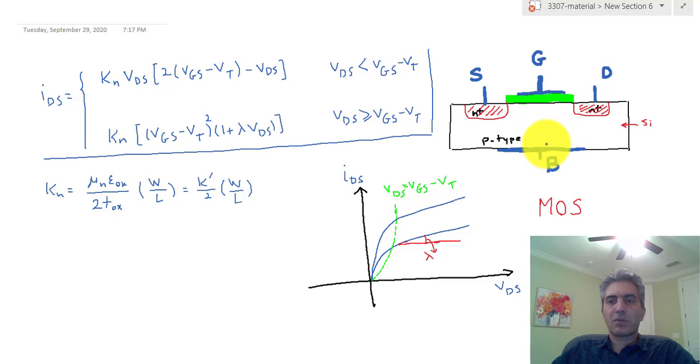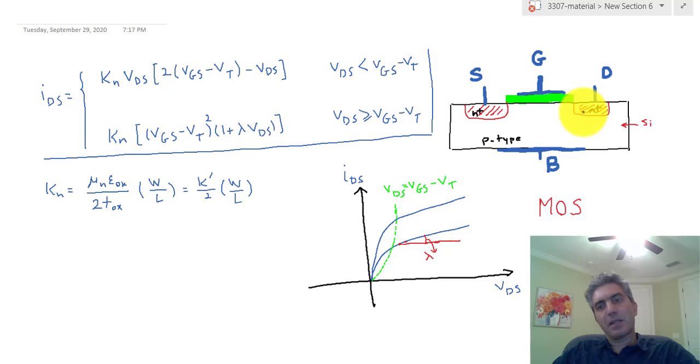MOS transistors are actually a type of the general field effect transistor category. You can fabricate other kinds of field effect transistors, or FETs, and MOS is one of them. The reason these transistors are called field effect transistors is that the operation depends on the effect of an electric field that you create within the semiconductor.